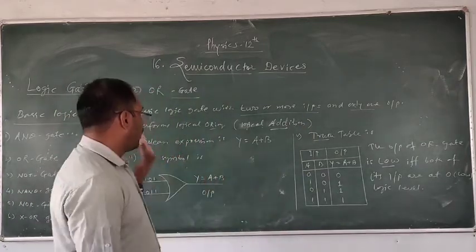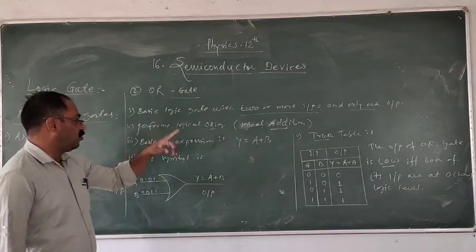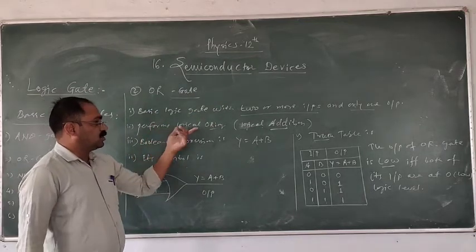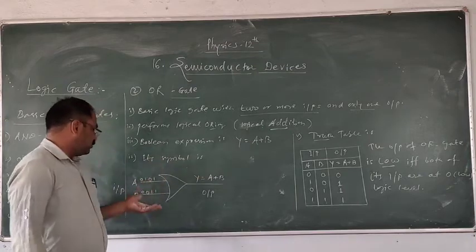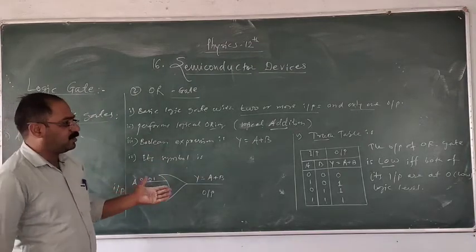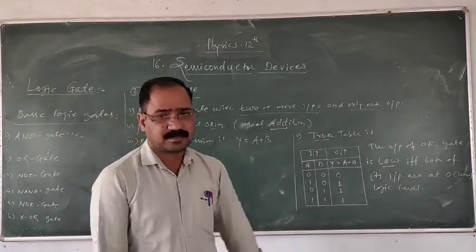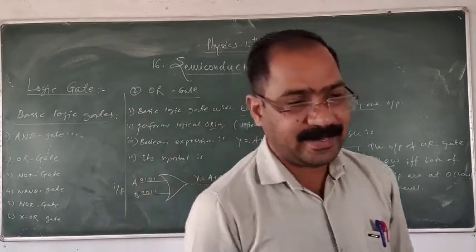So this is the OR gate having the inputs, output, and logical addition. We express it as Y equal to A plus B. This is the symbol. This is the truth table for the OR gate. So, got it?